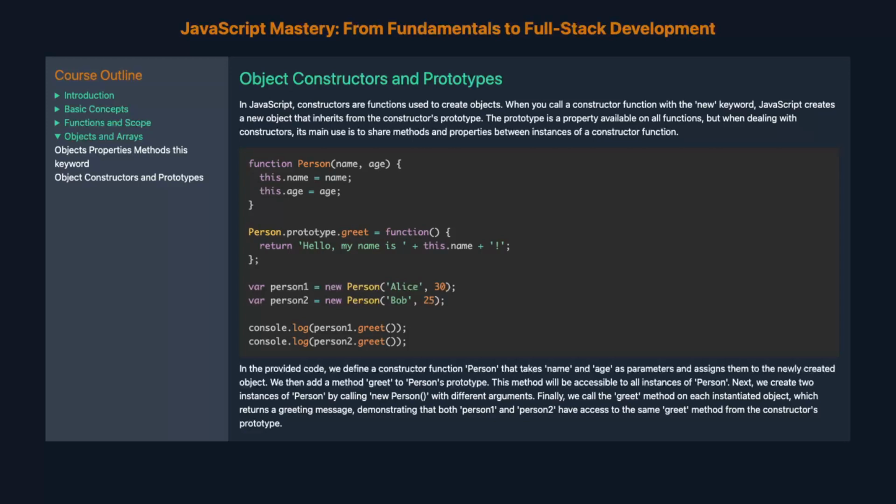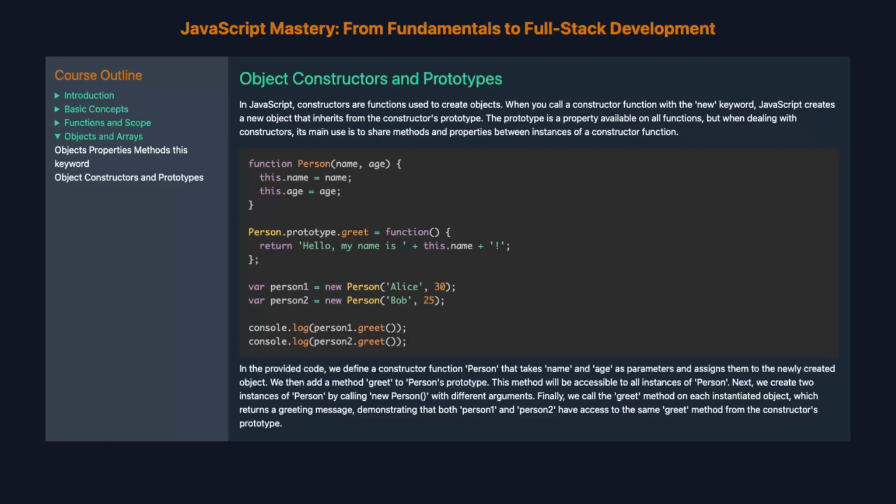Object constructors and prototypes. In JavaScript, constructors are functions used to create objects. When you call a constructor function with the new keyword, JavaScript creates a new object that inherits from the constructor's prototype. The prototype is a property available on all functions, but when dealing with constructors, its main use is to share methods and properties between instances of a constructor function.